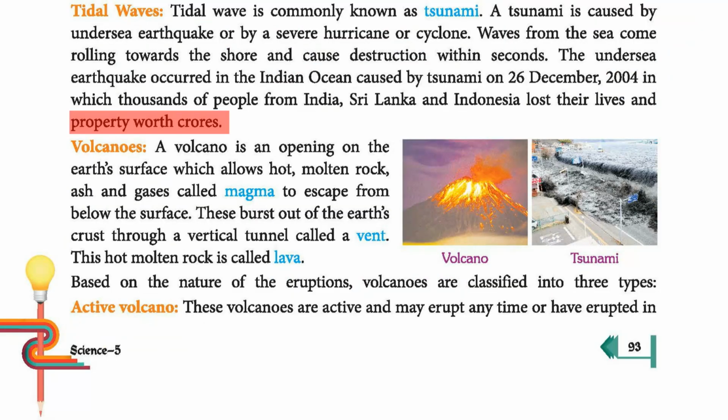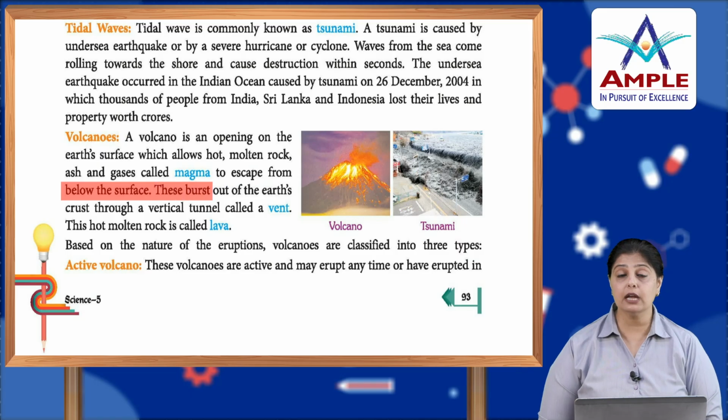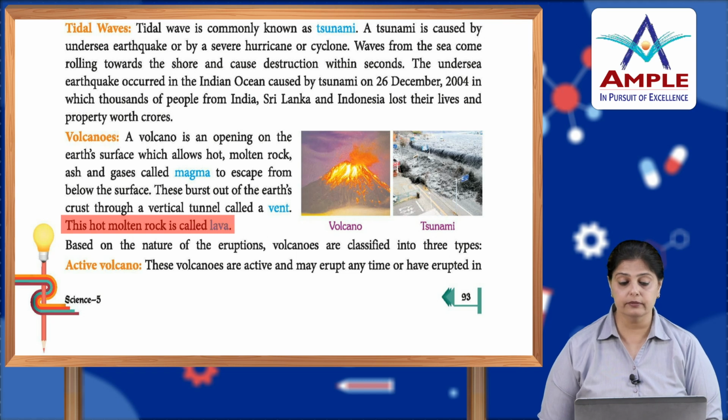Now let's talk about volcanoes. A volcano is an opening on the earth's surface which allows hot molten rock, ash and gases called magma to escape from below the surface. These burst out of the earth's crust through a vertical tunnel called a vent, and this hot molten rock is called lava.